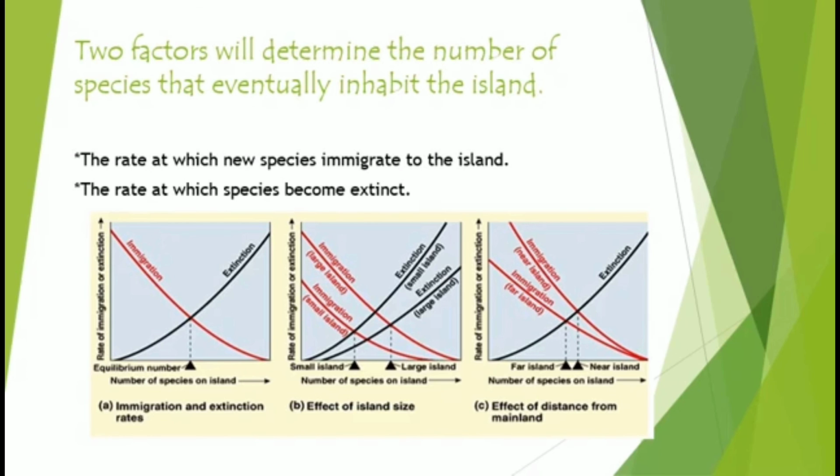A. Immigration and extinction rates. As an island fills up with species, immigration declines and extinction increases until they offset each other at an equilibrium level. At that level, the rate of continuing immigration is just cancelled by the rate of continuing extinctions, and there is no net gain or loss of species. B. Effect of island size. C. Effect of distance from mainland.